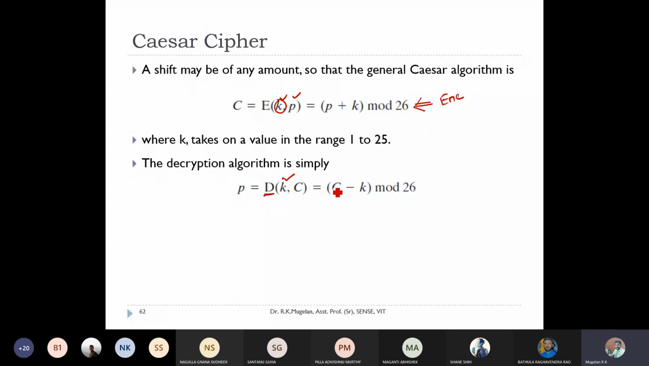Again, the same key is used. And here I'm going to subtract the key K. Since I have performed this addition here, we will go with subtraction here. But from a cryptographic point of view, we don't call this a subtraction.